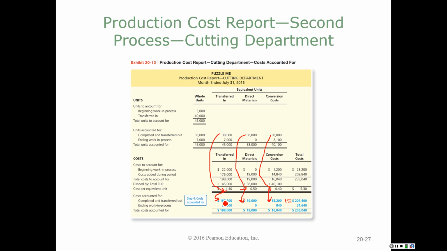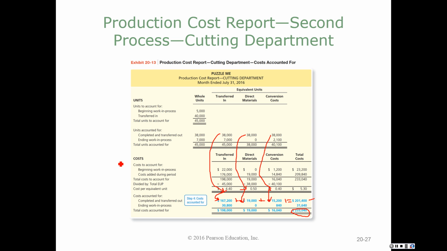We add those up. So the 167.2 and the 19,000 plus the 15.2 equals $201,400. All right, so if I know, once again, that I have $233,040 to account for, and I know that this is going to the next process or finished goods, then what I have left is the $31,640 for ending work in process.